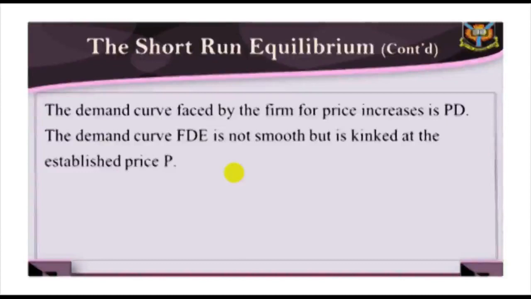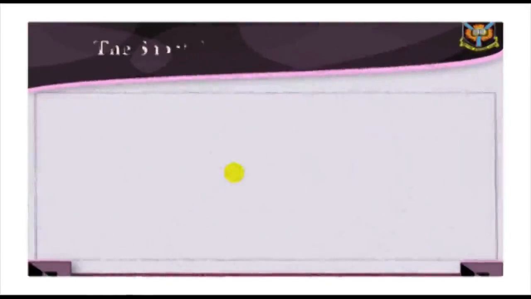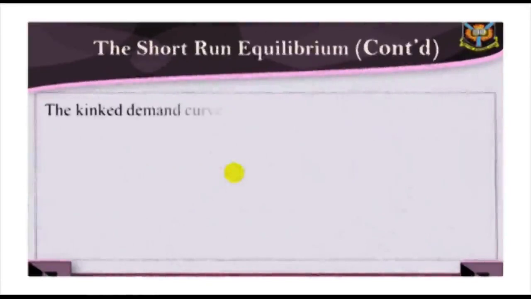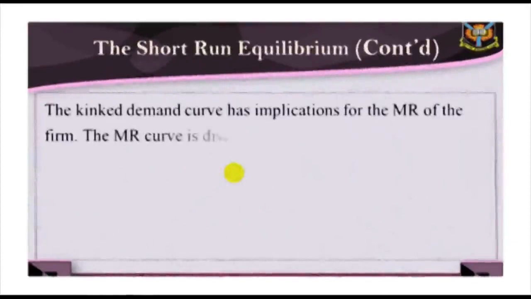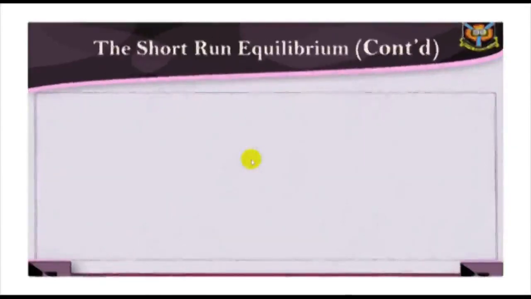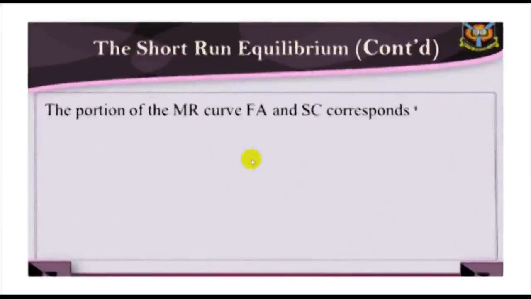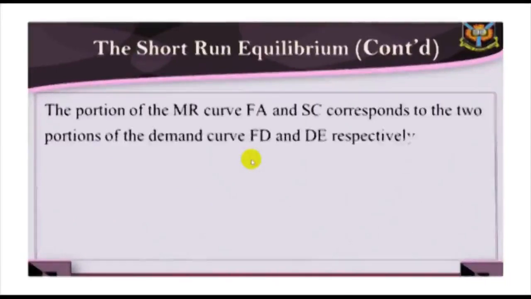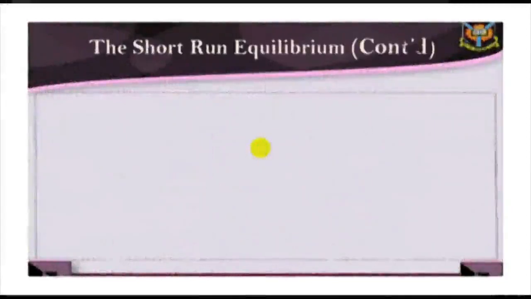The demand curve FDE is not smooth but is kinked at the established price P. The kinked demand curve has implications for the marginal revenue of the firm. The marginal revenue curve is discontinuous at output X. The portions of the MR curve, FA and SC, correspond to the two portions of the demand curve, FD and DE, respectively.